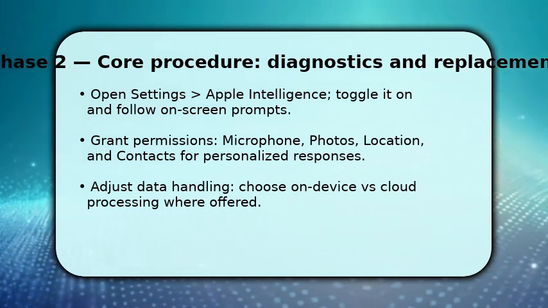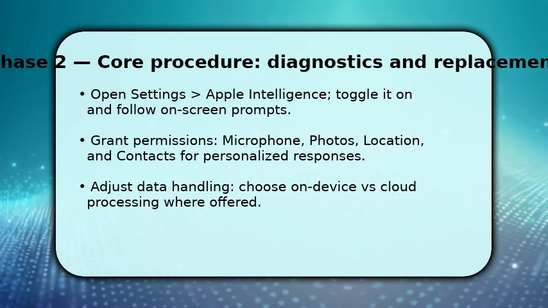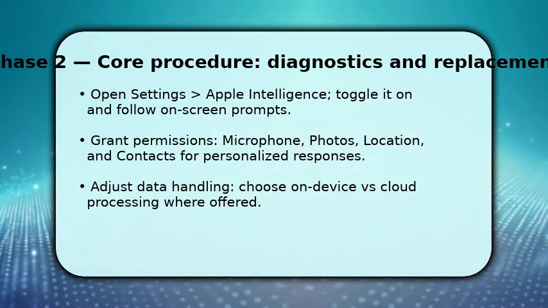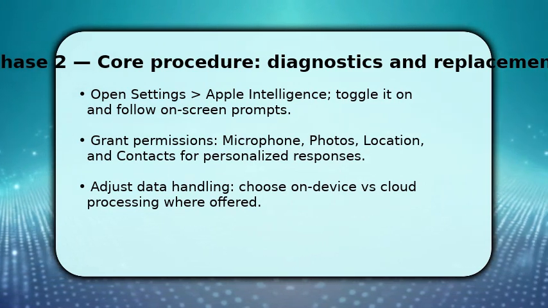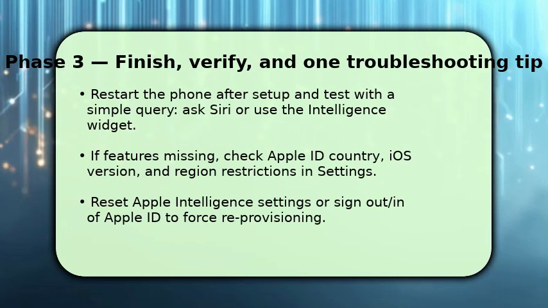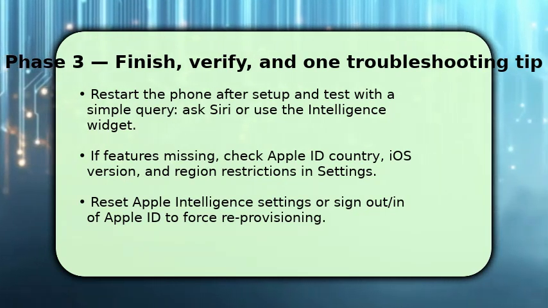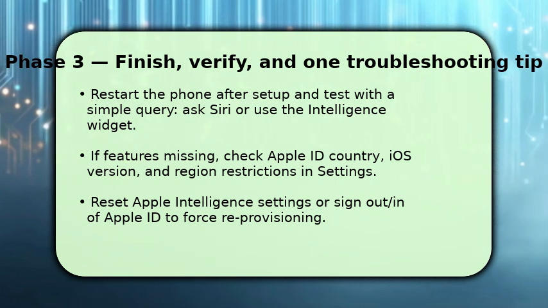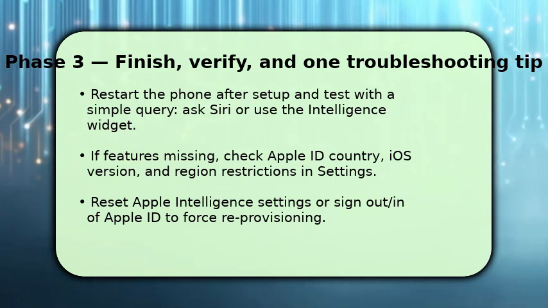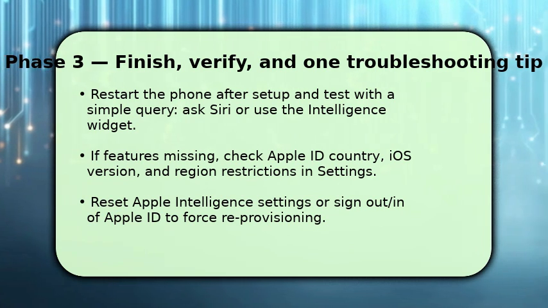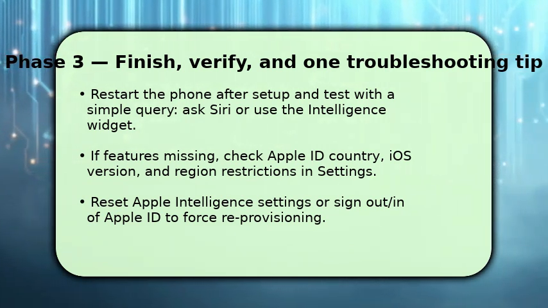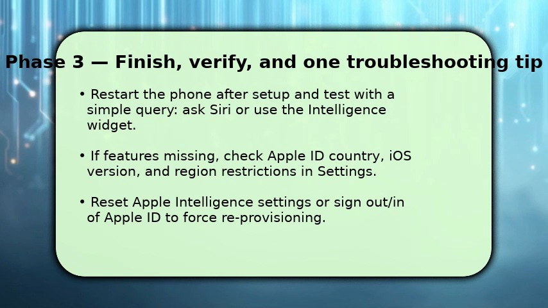speed and capabilities. If you use multiple Apple devices, enable handoff and iCloud syncing to keep prompts and context aligned across your ecosystem. Finish by restarting your iPhone 12, then test Apple Intelligence with a conversational query or the widget to confirm responses. If functionality is missing, verify your Apple ID country, iOS version, and regional availability in settings because mismatch is the most common blocker.